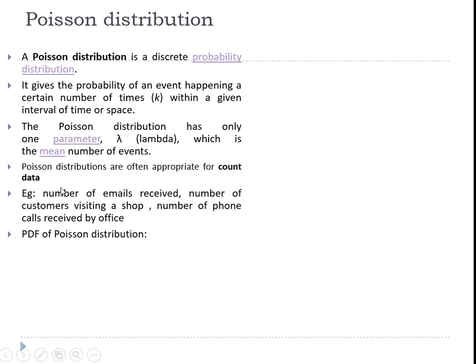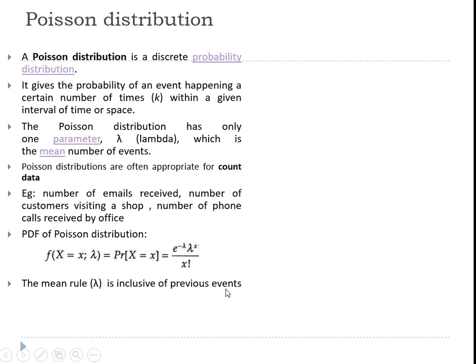So using Poisson distribution, suppose I want to apply Poisson distribution for the number of emails received. What will I actually get? I will get the probability of the event, how many times I'm receiving the mail, that would be k, for a given time space. And again, the PDF of Poisson distribution is represented like this. Here also we have one very important parameter, that is lambda. So the probability of an event occurring, that is x, will be e power of minus lambda, lambda power of x by x factorial.